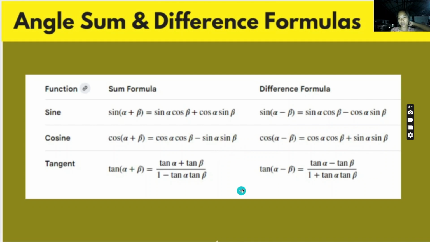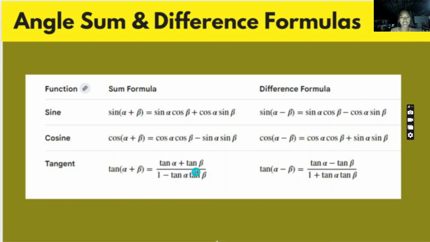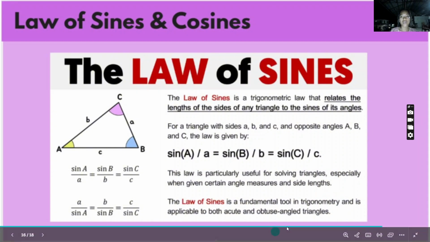And then the difference formula is cos(a - b) equals cos a cos b plus sin a sin b. In tangent, we have tan(a + b) equals tan a plus tan b over 1 minus tan a tan b. And then in the difference formula, we have tan(a - b) equals tan a minus tan b over 1 plus tan a tan b. So, yeah. Now, let's go to the law of sines and cosines.